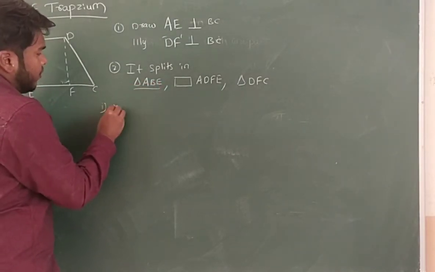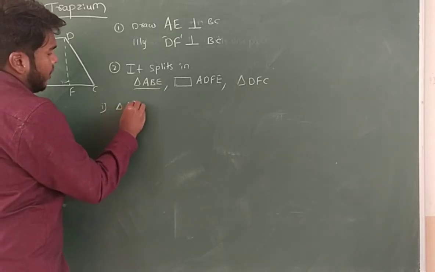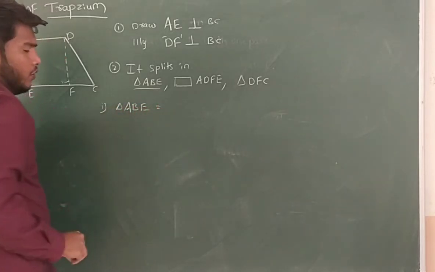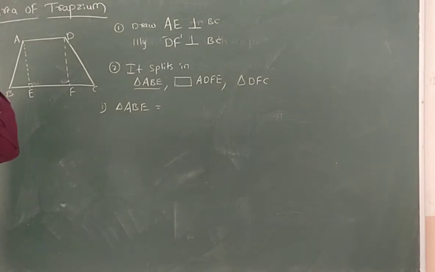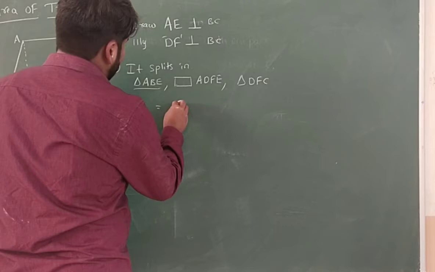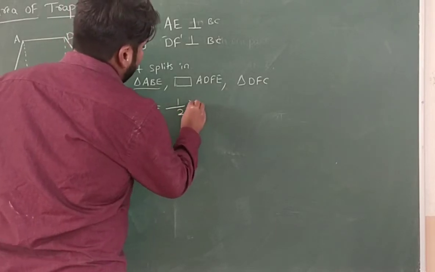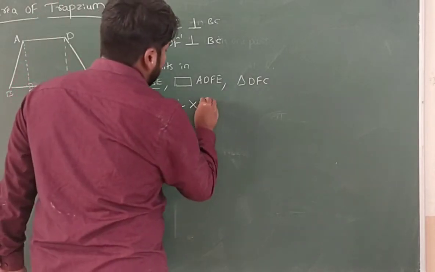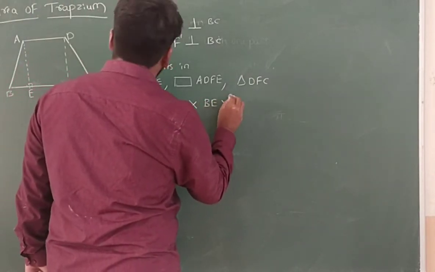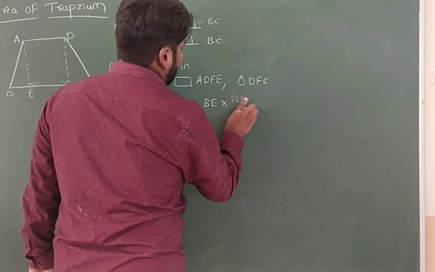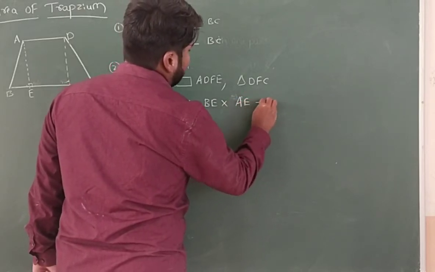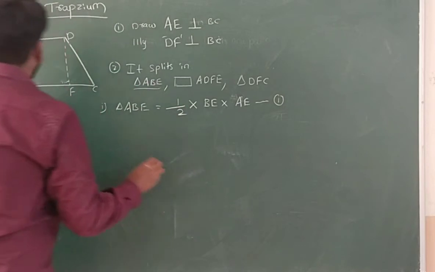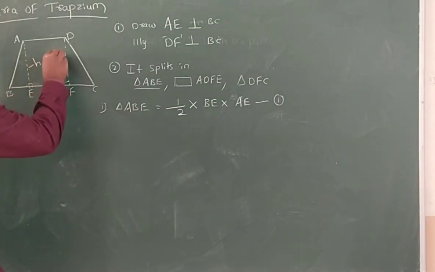So see here, first one is area of triangle ABE. Okay, first case, area of triangle ABE. So we already know the area of a triangle. You have the formula half into base into height. So half into base, your base is BE and your height is AE, that is BE into AE. Call this equation 1.